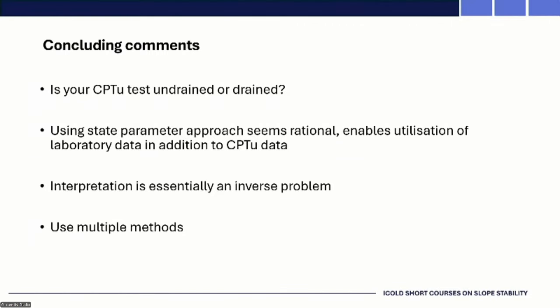I think it enables better utilization of laboratory data to interpret the cone, and particularly if we start including calibration chambers. But remember, it's an inverse problem. We're not measuring it directly. We're trying to get to it through a whole range of subterfuge and sometimes rational interventions.